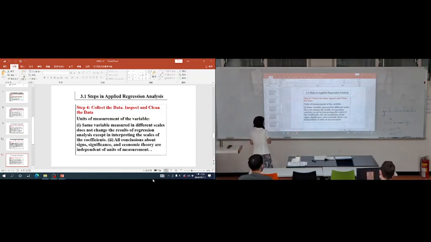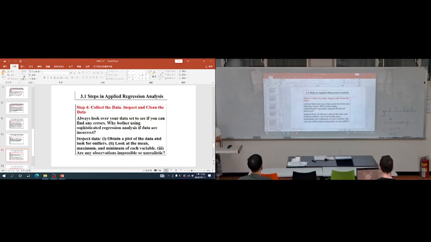So this really asks you to test what this wording means. This is saying that all conclusions about sign, significance, and economic theory are independent of units of measurement. In other words, the unit of measurement will not change the sign, and will not change the significance of the relationship between X and Y. Although the significance, we haven't learned it yet. That is in chapter 5 for hypothesis testing. But we just have to see the sign first. So far, we didn't really talk about the significance yet. Okay, anything else?